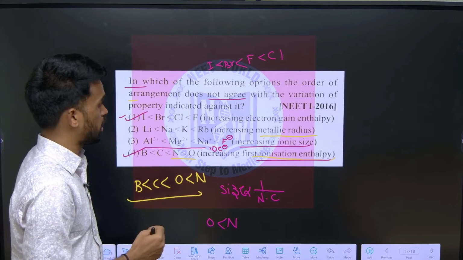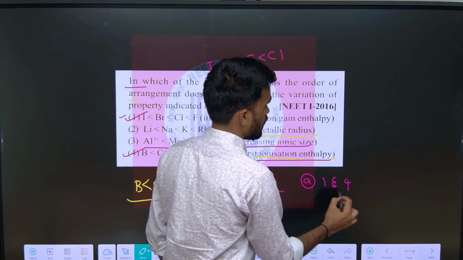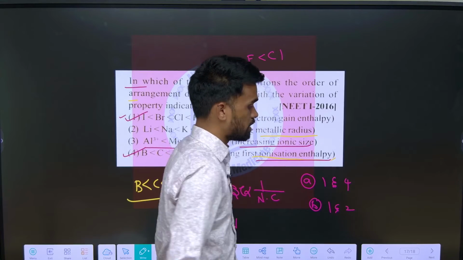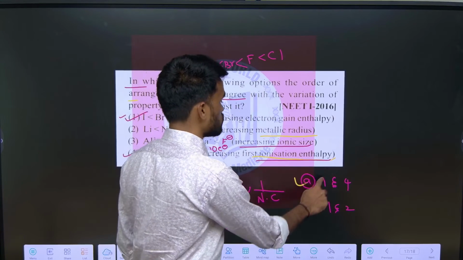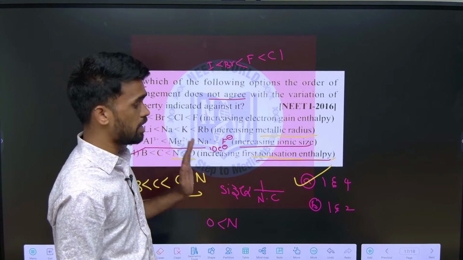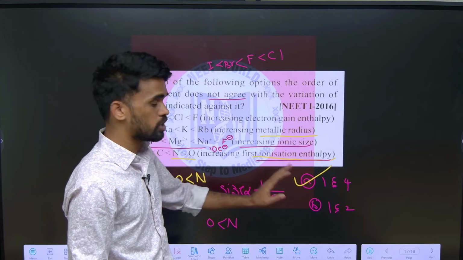The provided options may be like option A: 1 and 4 are incorrect, or option B: 1 and 2, something like this. So you have to choose the one where 1 and 4 both are incorrect, right? They both are not agreeing with the property they mentioned. So you can go like that.